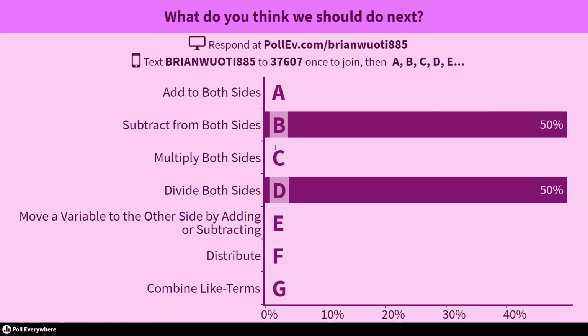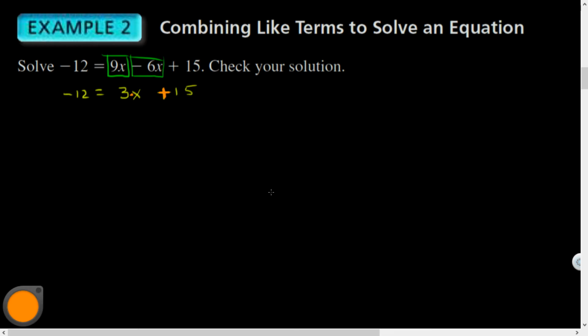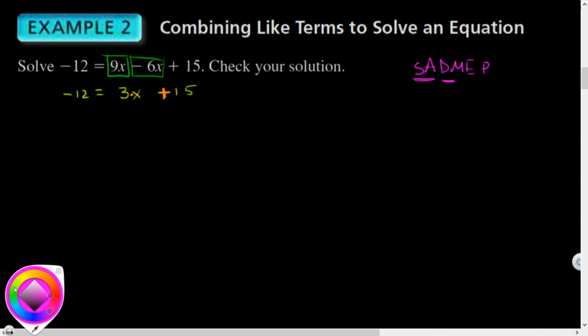All right, I'm seeing subtract or divide. And I like both of those options. I'm going to say subtract is the better one in general, because we're doing SADMEP in reverse. And I want to subtract before I divide. Let's see what happens. And then I'll actually show you the divide first way, and I'll show you that it actually works out okay this time.